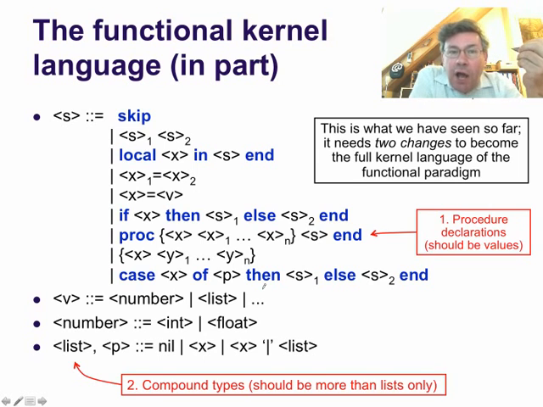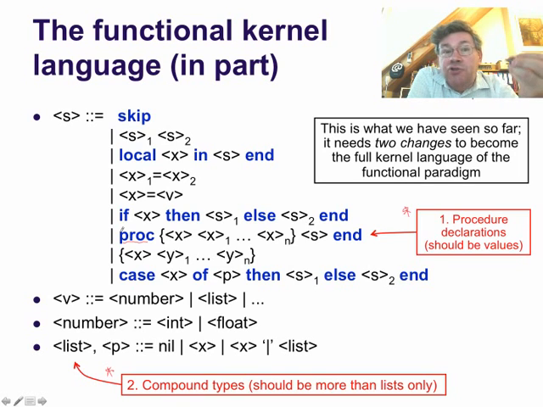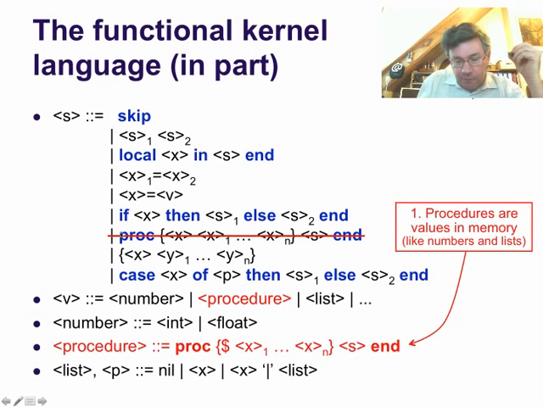So to become the full kernel language, this partial kernel language needs two changes, which we have seen in today's lesson. It needs, first of all, procedure values, and second of all, record types. Here, in this partial kernel language, the procedure declaration is a statement, so we don't really see what the procedure is. Actually, we have to replace this so the procedure declaration becomes a value. And this we have already shown how to do it with procedure values.